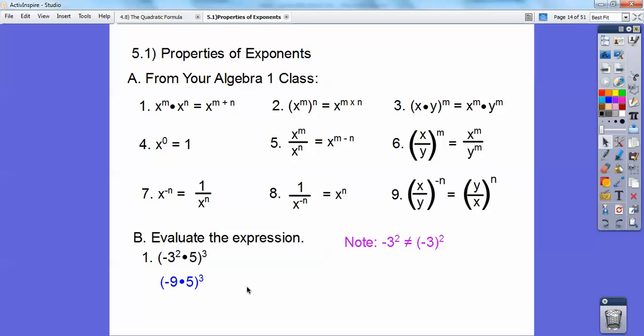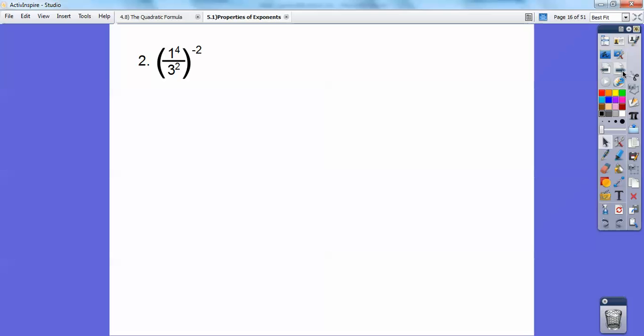Okay, negative 9 times 5 is negative 45, so I get negative 45 cubed, which is negative 45 times itself 3 times. Whenever you have an odd amount of negatives being multiplied, it's a negative, so negative 91,125. Did I do that in my head? No, I didn't. All right, so here, there's about 4 correct ways to do this.